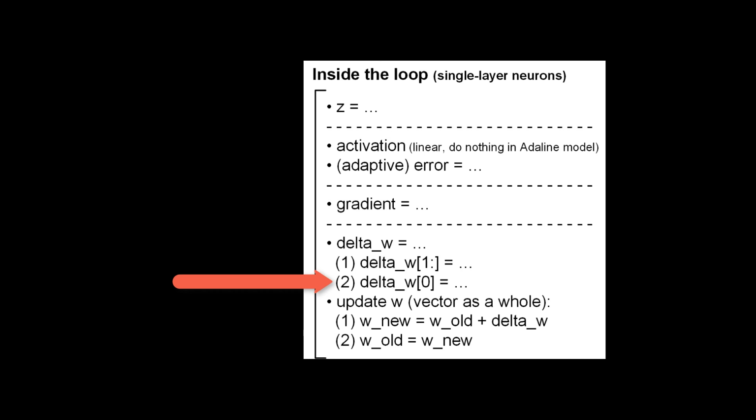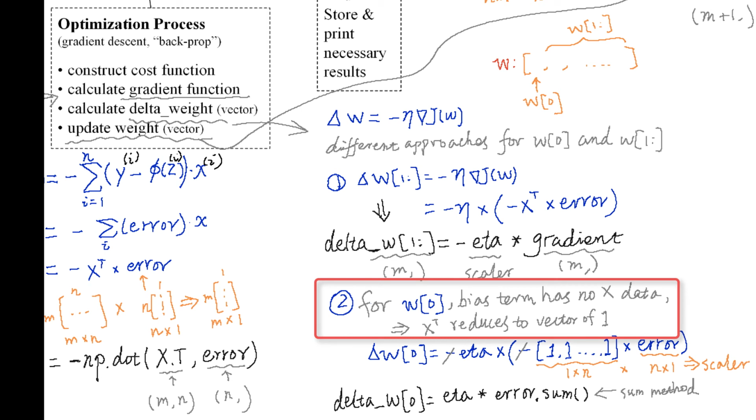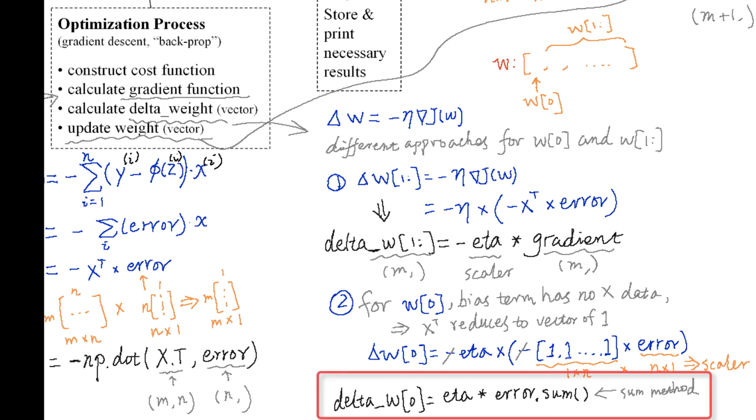Now, to talk about the second step of weight update, delta W, we know that the bias term is not associated with any x data, or it can be thought of as associated with a vector of 1 that has the same length as the x matrix. It's a vector of 1 of length n. So in that sense, we are effectively multiplying a vector of 1 with the error vector. And in matrix notation, multiplying the two vectors essentially means calculating the inner product of the two vectors. So it's almost equivalent to calculating the sum of all the elements of the error vector.